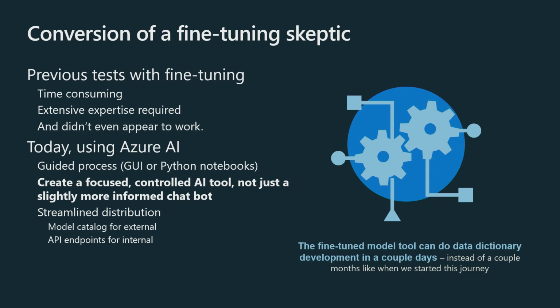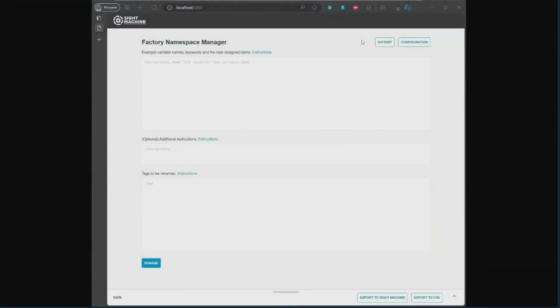So that sounds fantastic. Can we see it? Absolutely. So what we have up on the screen here is our factory namespace manager. You actually can directly interact with the AI model if you are an advanced user, but this is also designed so that non-experts who don't want to do stuff in a Python notebook can interact.